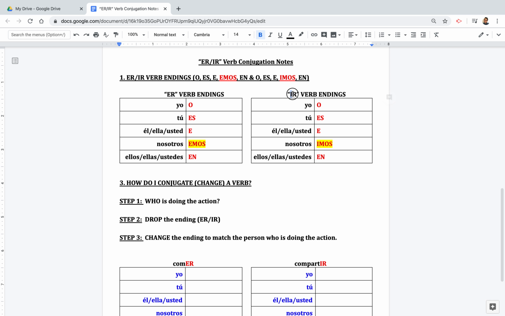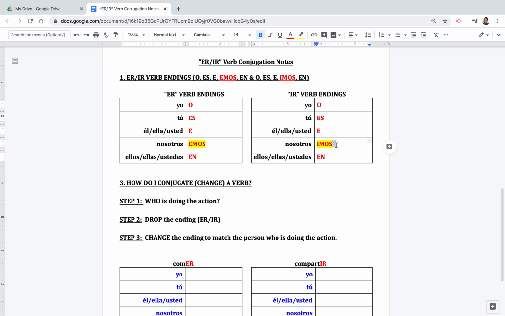Moving on to verbs that end in ir, like compartir, to share. When we have a verb that ends in ir and we have to change it to match the person who is doing the action, the endings are going to be o, es, e, imos, en. Say it with me. O, es, e, imos, en. So you're very smart, and I'm sure you've already noticed that these endings are almost identical. O, es, e, en.